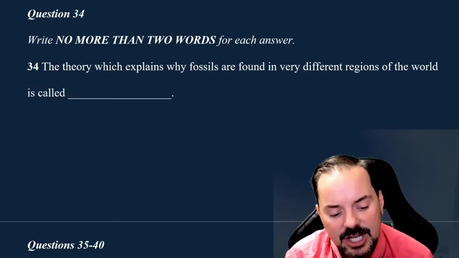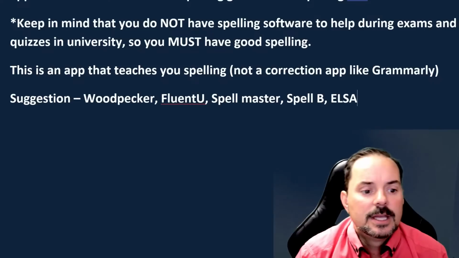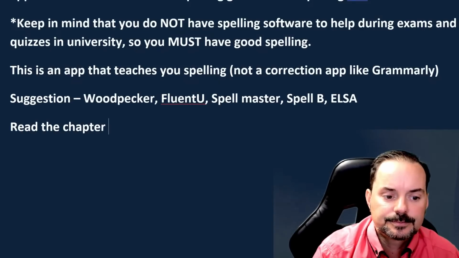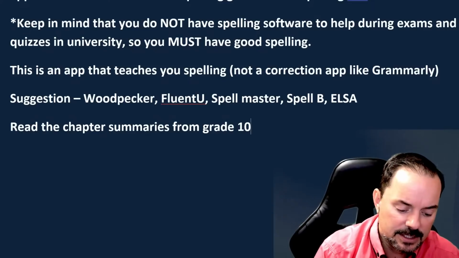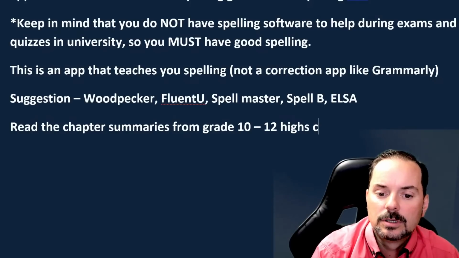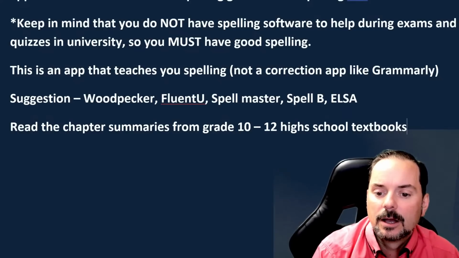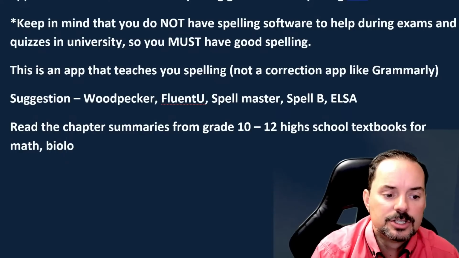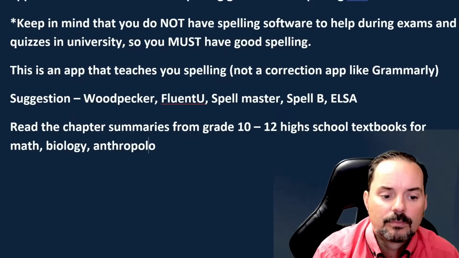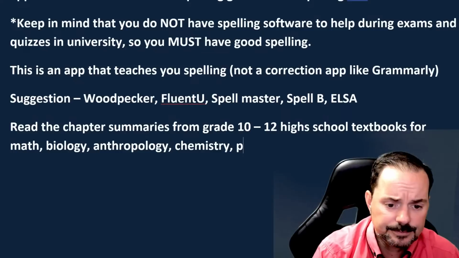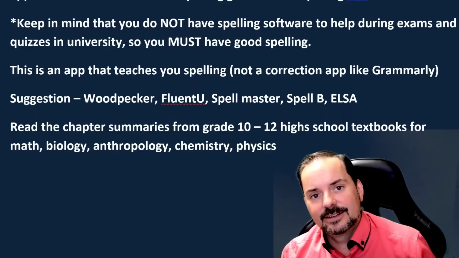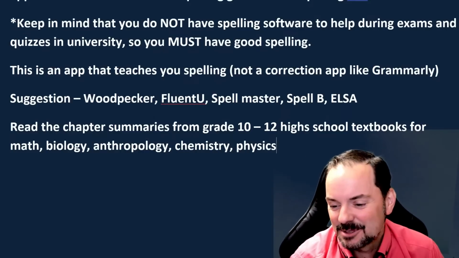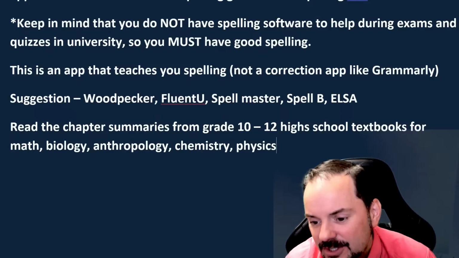So when you have a chance, students, a really good tip that I can give you is read the chapter summaries from grade 10 to 12 high school textbooks for math, biology, anthropology, chemistry, physics. Okay. Who's doing that? So just like the spelling question about playing the spelling games, which now many of you are. By the way, Continental Drift is the right answer, so good job, Jay.